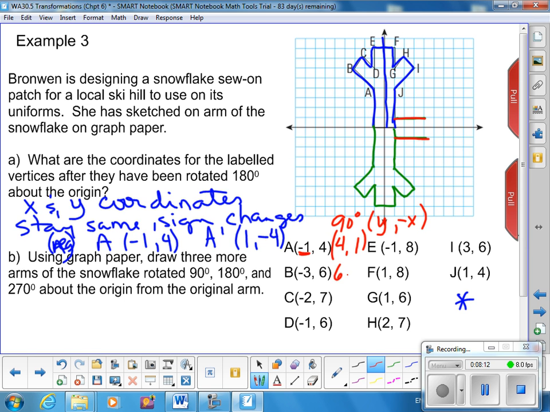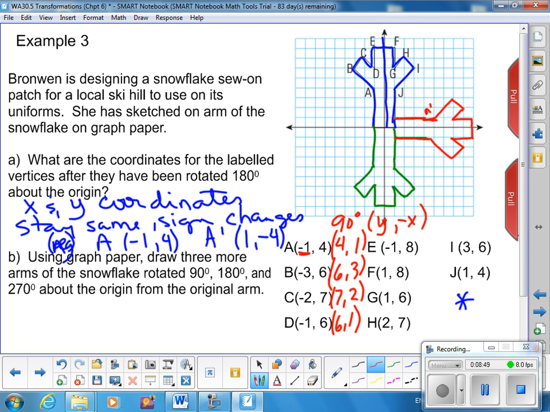And it's going to be 6 and 3. It's going to be 7 and 2, 6 and 1. And if we plot those points, that's where they're going to go. So 1, 2, 3, 4, and 1 is going to be A prime. Okay? And then we would go with our shape from there. So it would kind of look like this. Okay? So you could figure out each point and then plot them on there.